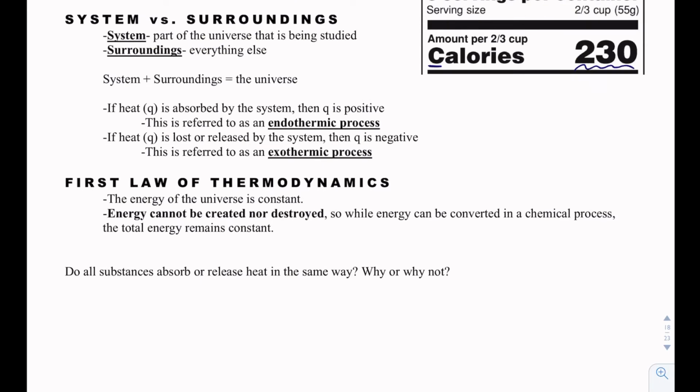The system is going to be the part of the universe being studied, and then the surroundings is everything else. If heat is absorbed, we know that Q is positive, and that's an endothermic process. If heat is lost, Q is negative, and that's an exothermic process. The first law of thermodynamics says that the energy of the universe is constant, so energy cannot be created nor destroyed. So even though we might have energy exchange, the total energy of the universe is going to be the same.